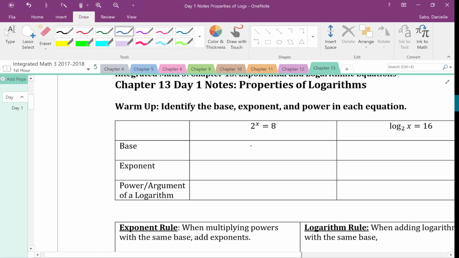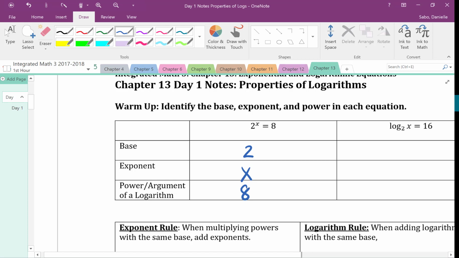What'd you guys get for your base for this exponential? 2, and then exponent, and then argument. Where did 3 come from? Yes, 2 to the third power is the correct answer, but what is the argument part? 8, yeah. Okay, so when you convert it, that's called the argument.